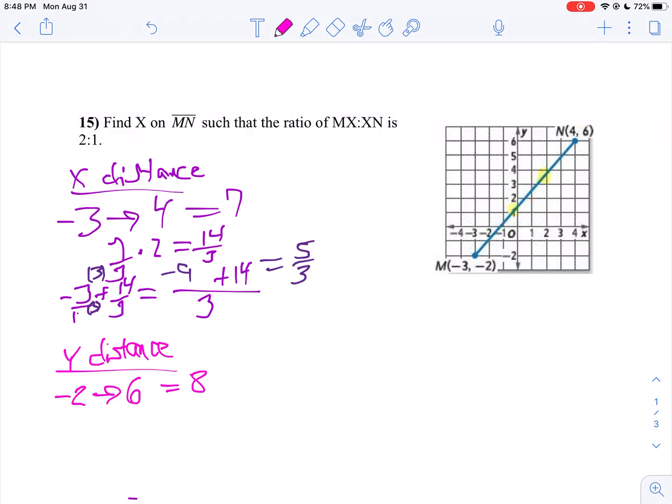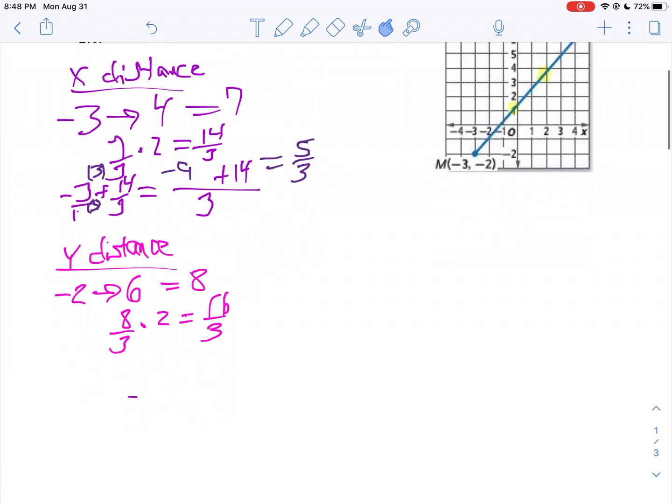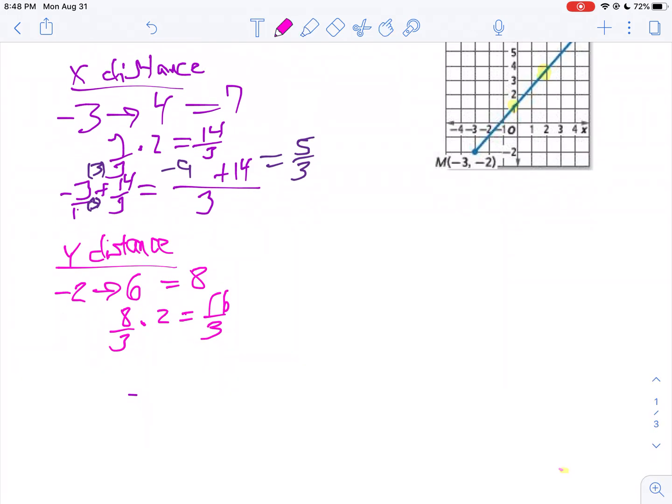Now we're going to do the same thing we did before. I'm going to divide that by 3. That would be one distance, but I have to double that. So I'm going to get 16/3. Since from m to x you're going up, I'm going to add. If you're going down, you would subtract. That's the only difference. So we're going to say -2 plus 16/3.